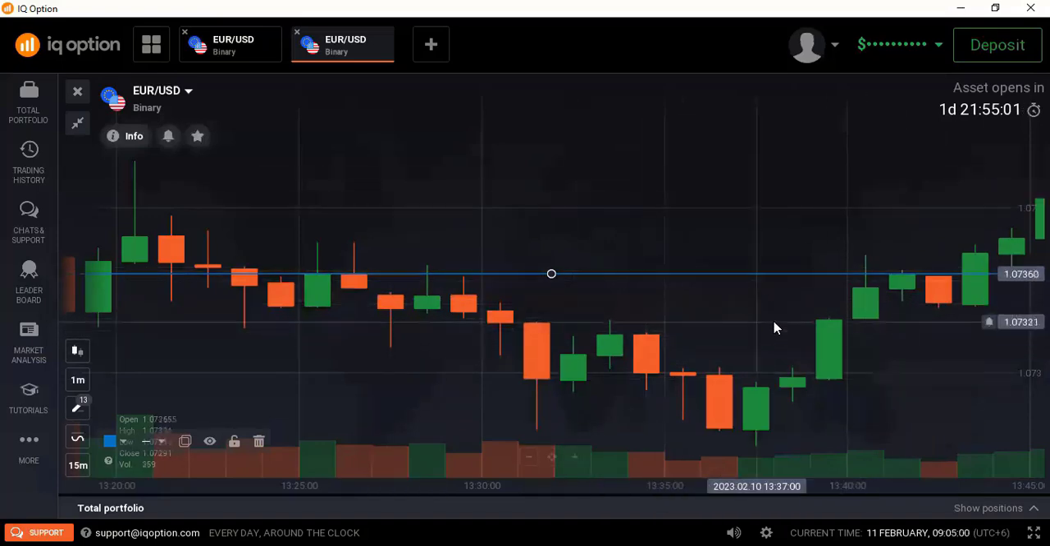So this is all about today's explanation. Try to practice on it and try to apply it in the market. So definitely it will give us a very, very high winning ratio.